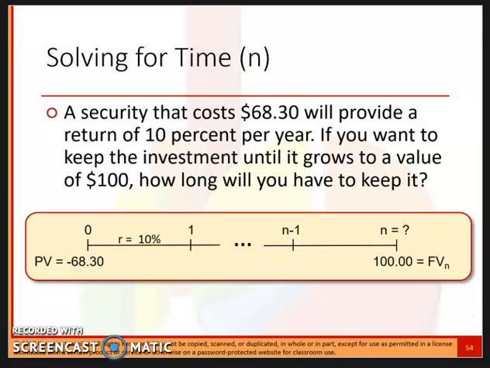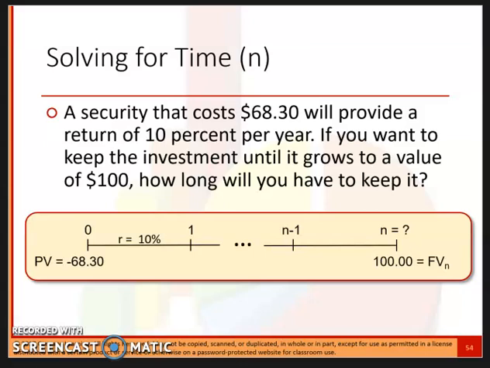Solving for time is the same thing. If we have the other four items in our calculator, then we can calculate time. So we can solve for any value on the calculator. A security that costs $68.30 will provide a return of 10% per year. If you want to keep the investment until it grows to a value of $100, how long will you have to keep it?